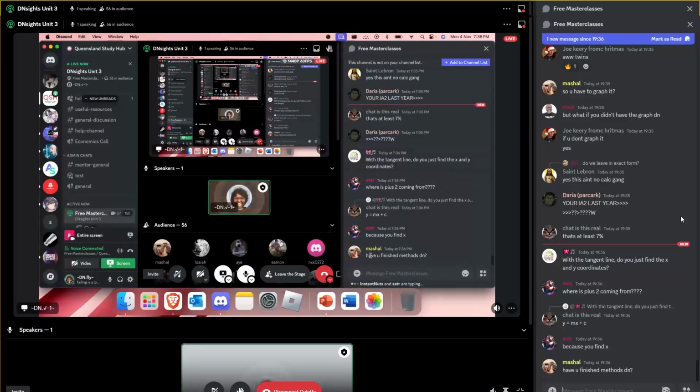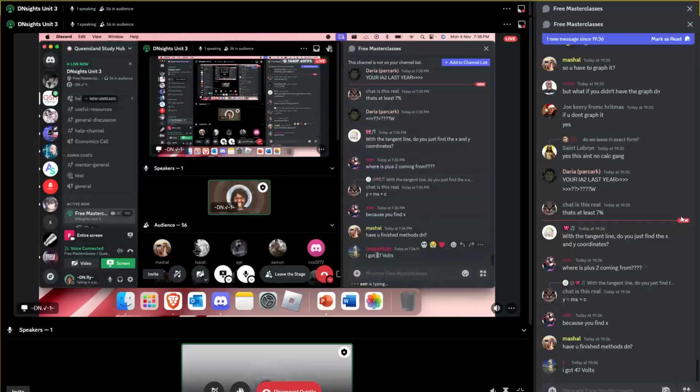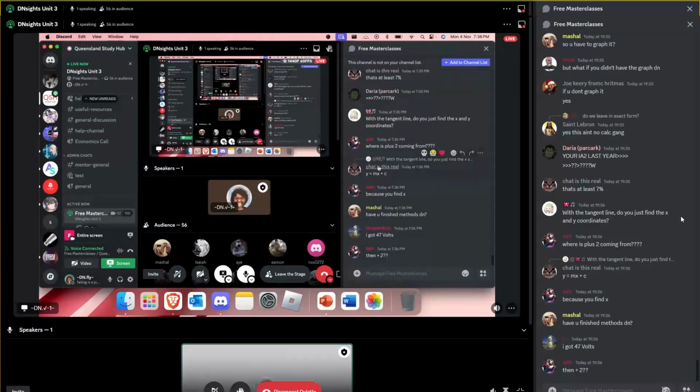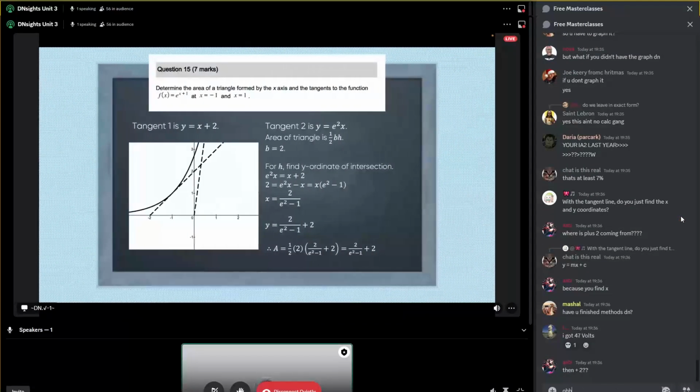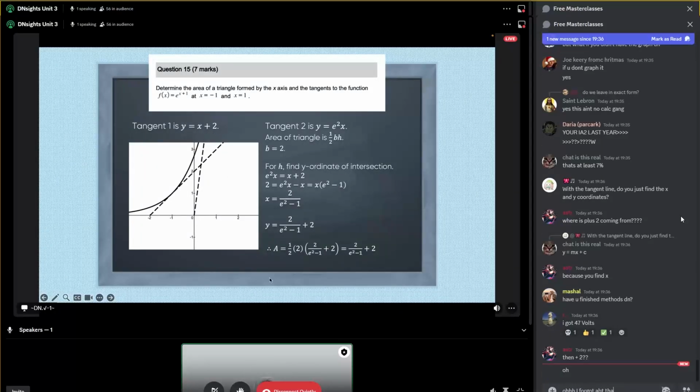We good with that? Have I finished methods? Yes, I did it last year. Whereas plus 2, that's just me putting it into y is x plus 2. I'm just substituting to find the y coordinate. So I get this plus 2. Simple.